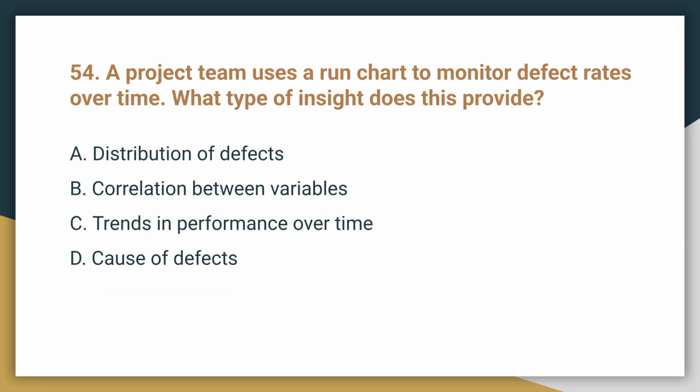Question 54. A project team uses a run chart to monitor defect rates over time. What type of insight does this provide? A run chart provides insight into C. Trends in performance over time. It helps identify shifts or trends in process behavior.